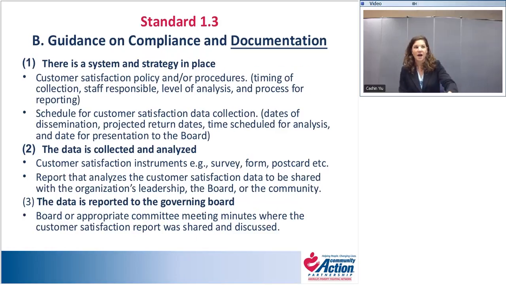With regards to how you would document that, there are three pieces to look for here. The first is showing that you have a strategy or system in place. This could look like a customer satisfaction policy. This may outline the timing that I talked about before, the staff that's involved in this process, what the analysis might look like, and your process for reporting it. The flip side of that may also be a schedule: the dates for when you're going to send out customer satisfaction surveys, when you're hoping to get those back, how much time you're going to allot for analysis, and then when that would need to be presented to the board. So that's one option for showing that you have a strategy in place.